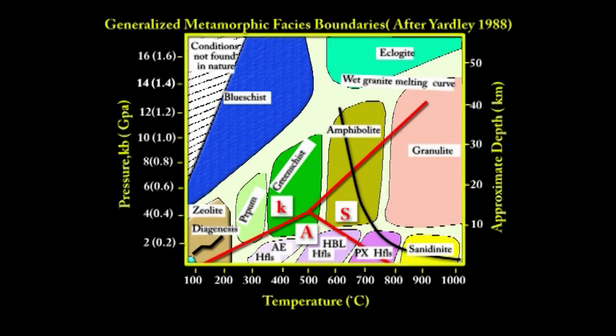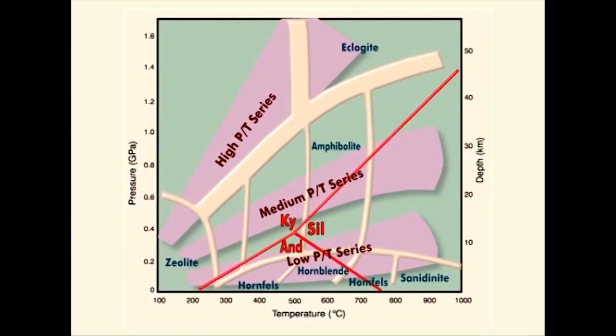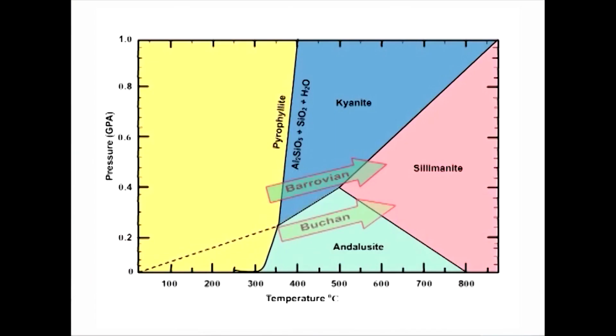Miyashiro originally recognized three different facies series. First, a zeolite, prehnite, pumpellyite, blueschist, eclogite type. Second, a typical Barrovian type, characterized by greenschist, epidote amphibolite, amphibolite, granulite, with the paragenesis of kyanite, sillimanite type. And third, an Abukuma type of greenschist, amphibolite, granulite, characterized by the paragenesis of andalusite, sillimanite type.